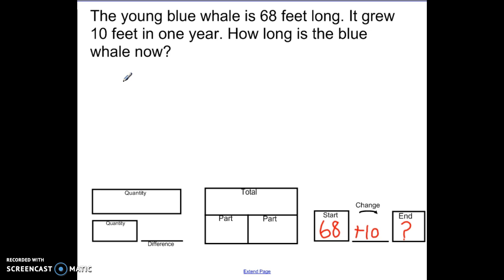This is something we're really working on hard at school, and hopefully this video will help you provide support for your child as they are working on these same skills and strategies using these diagrams at home.